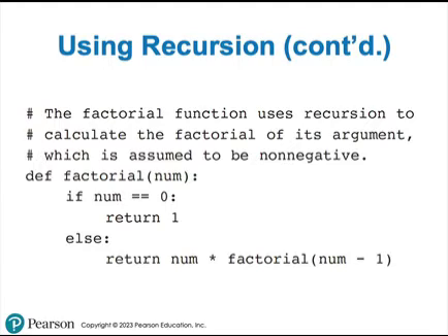So here is our definition of the factorial function. It's very simple. If we pass in 0, that is, if num equals 0, simply return 1. Otherwise, return the number that was the argument times the factorial of that number minus 1.